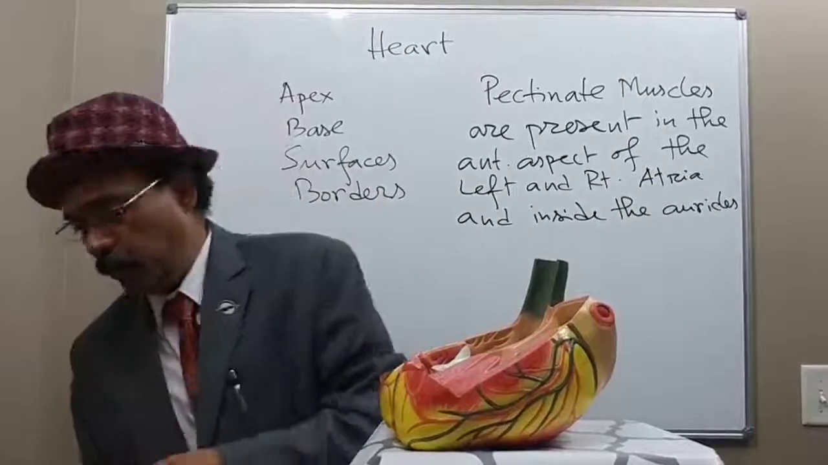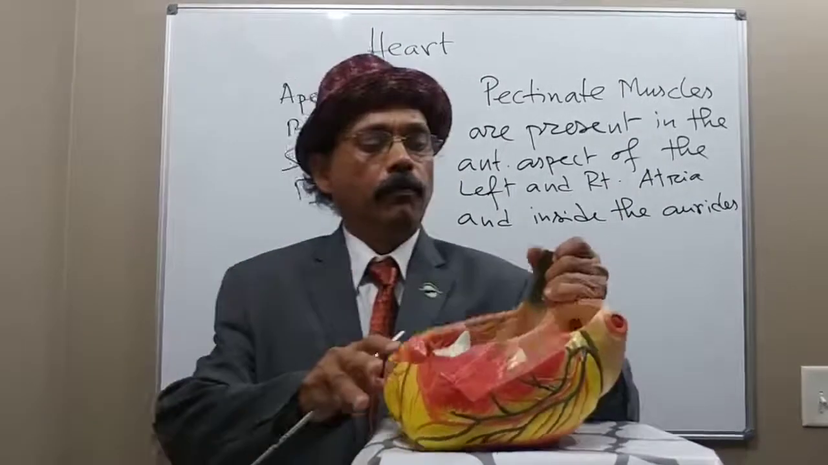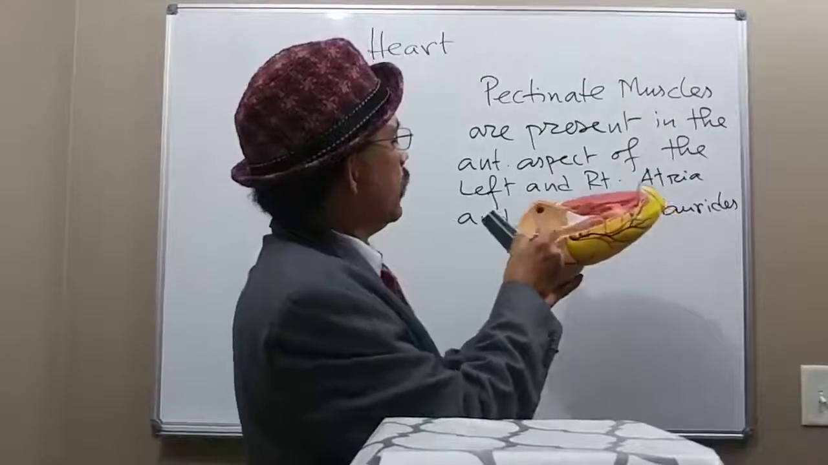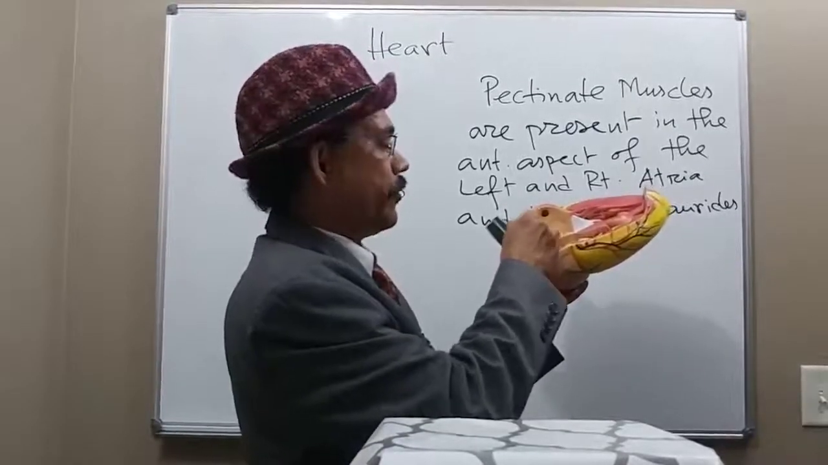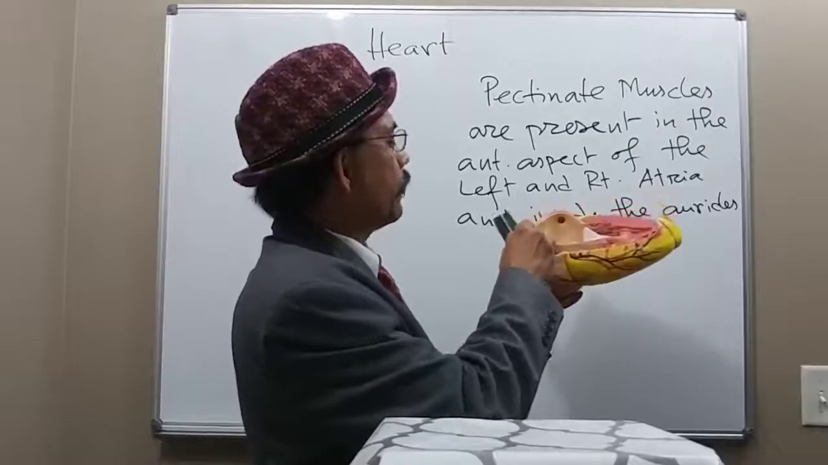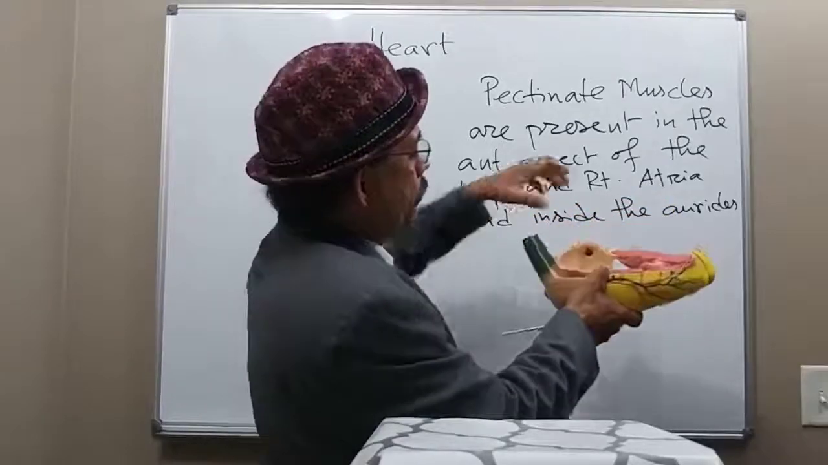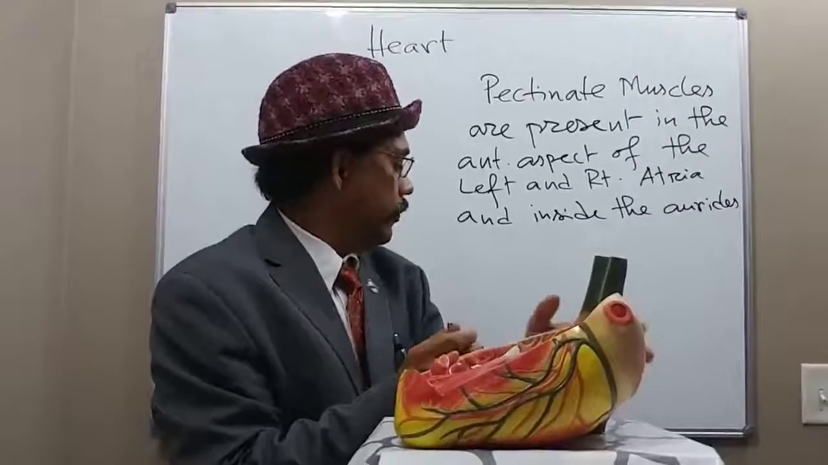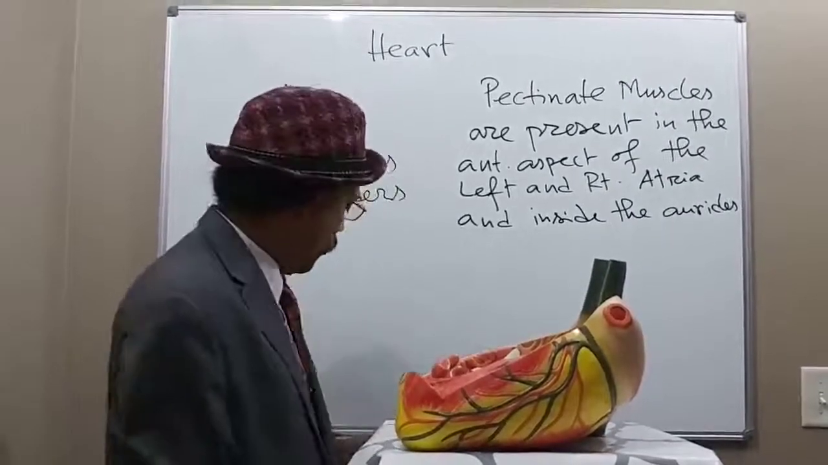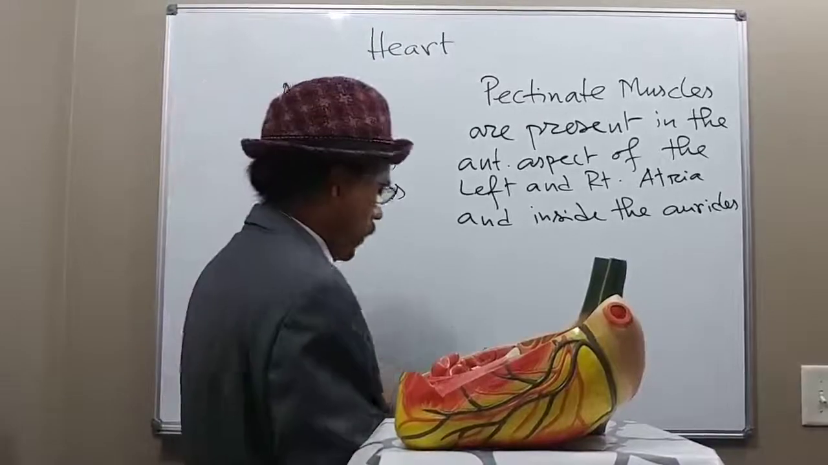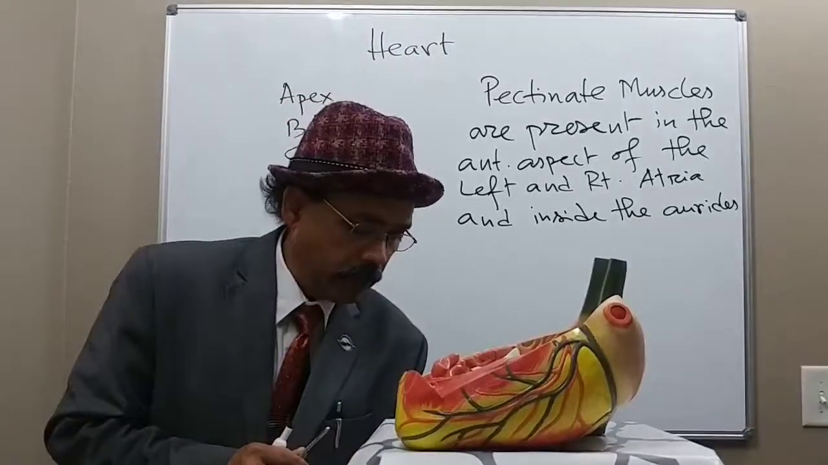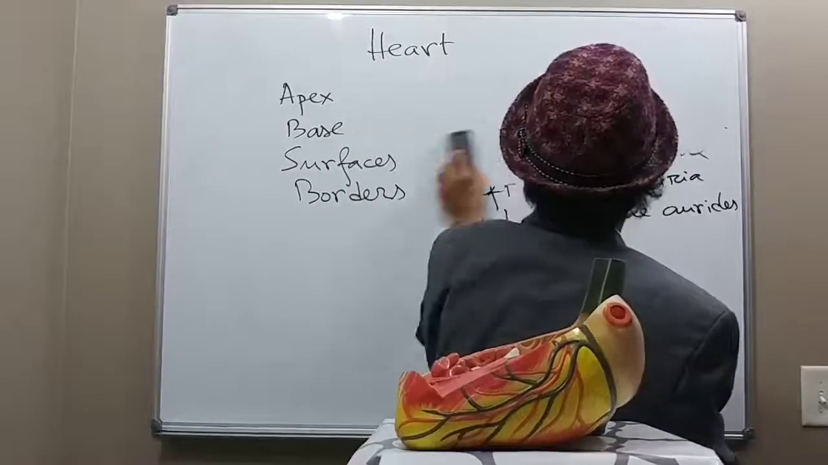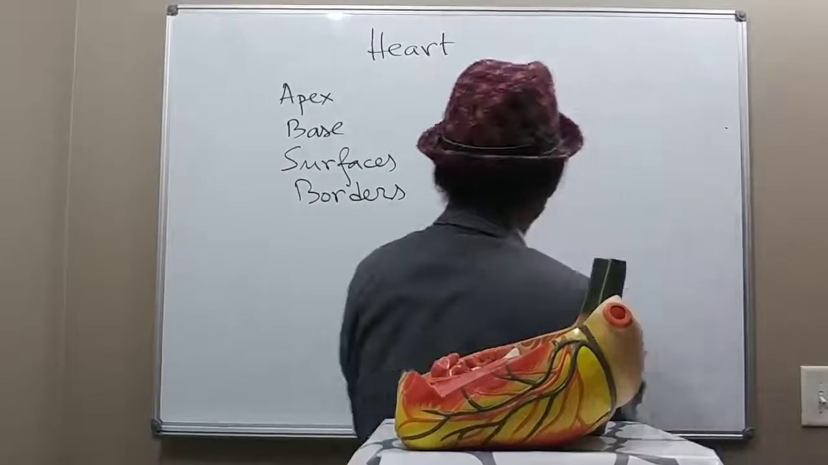Okay, so we got fossa ovalis. Fossa ovalis is here on the interatrial septum inside the right atrium. This is a thumbprint like impression on the interatrial septum. So we must know what is fossa ovalis. Fossa ovalis represents the valve of the foramen ovale.